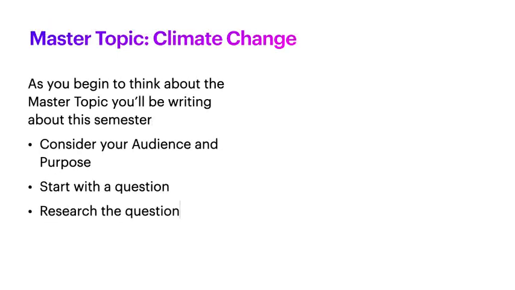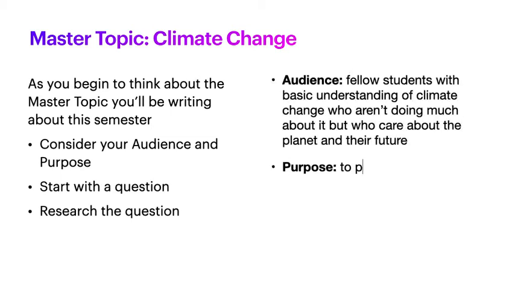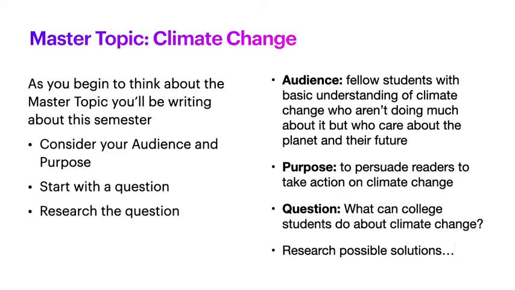And then you want to think about what you'll be writing about this semester. So each assignment, you're going to think about your audience and your purpose for writing. So in some cases, it'll be to inform. In other cases, it'll be to persuade. It helps to start with a question and then research that question. So for example, your audience might be fellow students with a basic understanding of climate change, but they're not really doing much about it yet. And the purpose might be to persuade your readers to take action on climate change. So the question that you might want to research is, what can college students do about climate change?